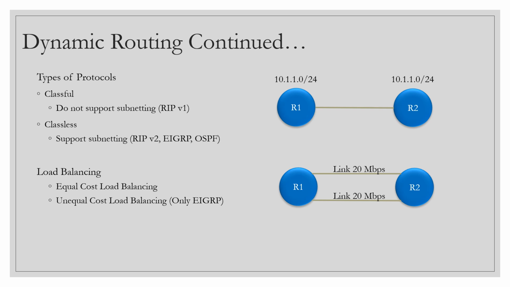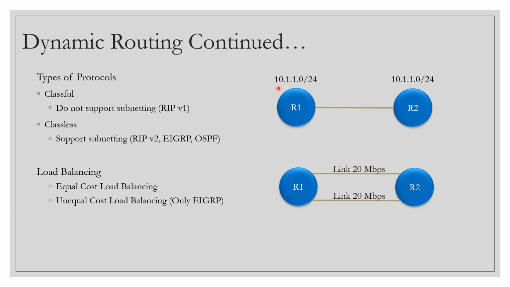Two more things here to be discussed. Number one is the types of protocols: classful and classless. Now, classful is the pretty old one, RIP version 1, the initial version of RIP. Classful means it does not support subnetting, which means that let's say you have a router R1 and R2, and on R1 you are going to transfer the packet and the network information and the subnet mask.